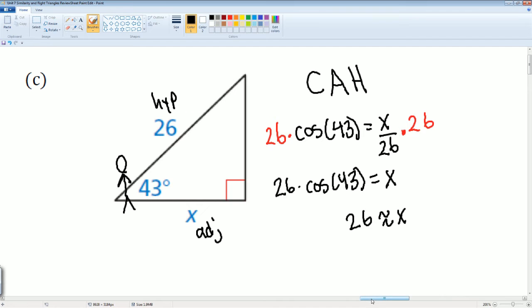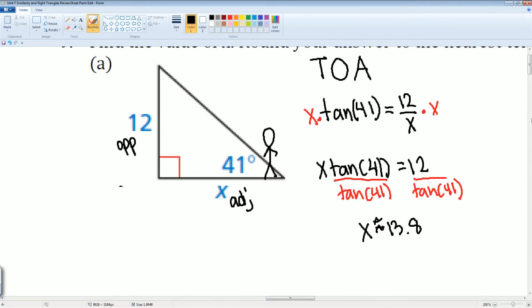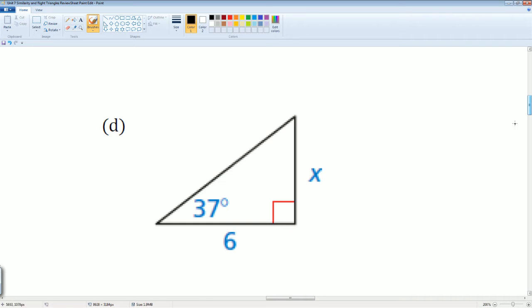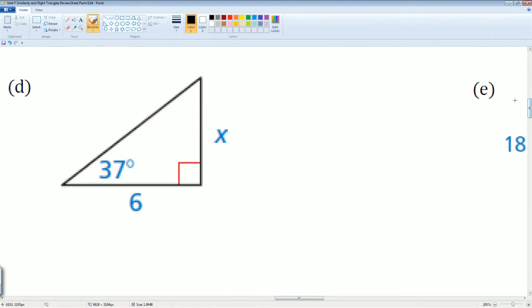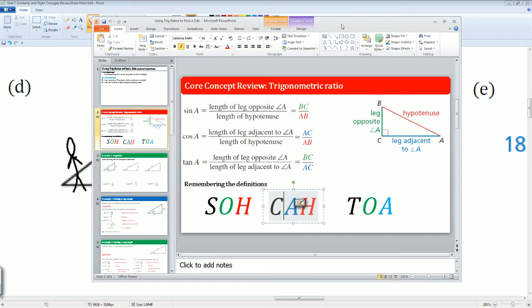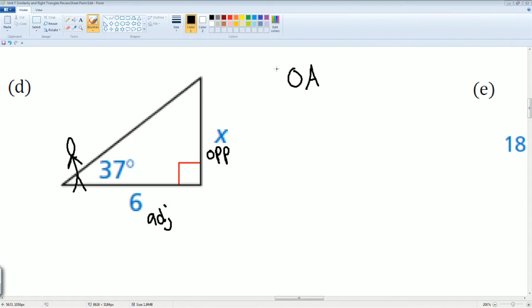Good. Let's look at letter D. Same process here. Draw the guy. Label the pieces. 6 is your closest one, so that's adjacent. X is your farthest one, that is your opposite. Write the letters. You have O and you have A. Look at our notes. O and A is TOA, so this should be T.